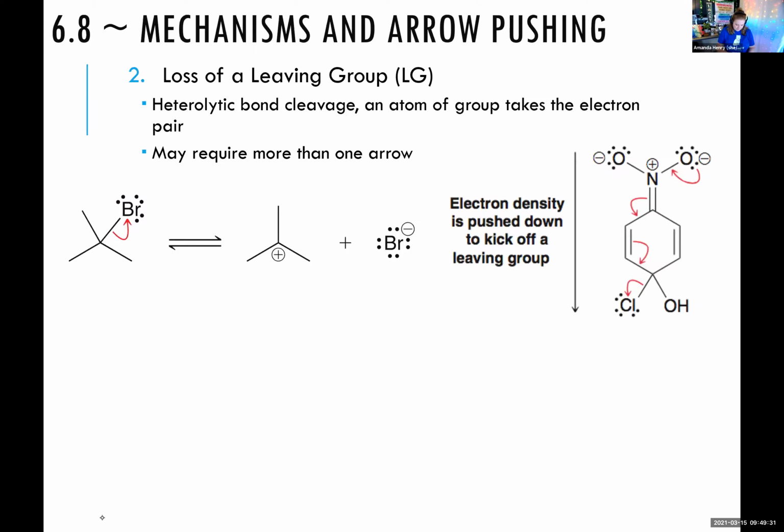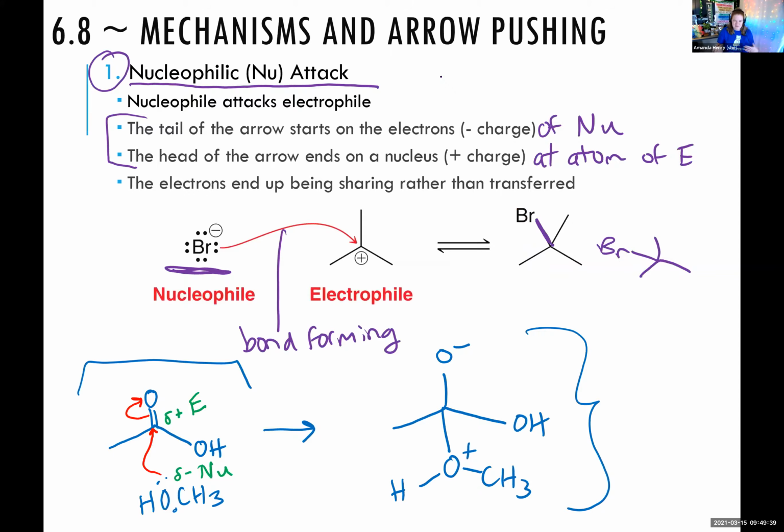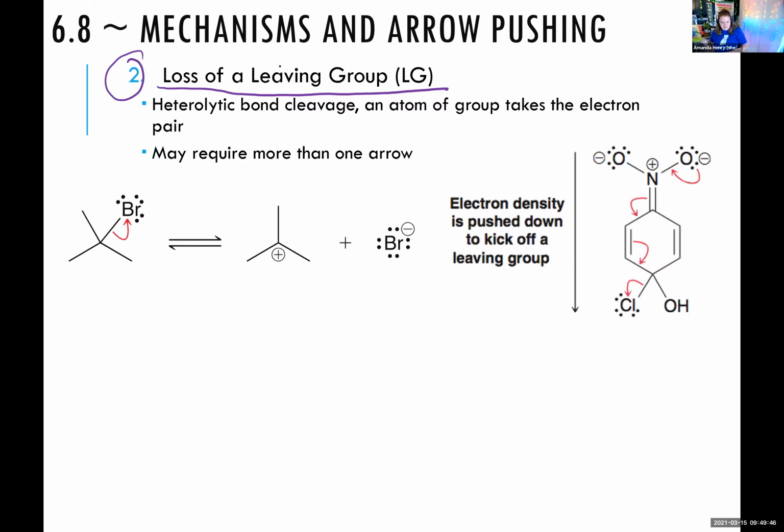Number 2 is called the loss of a leaving group. Oh, and let me go back up one slide. So I used this in my example, but also notice it's abbreviated. Abbreviated is just Nu, and this one I have a little abbreviation of LG. As we look at bigger examples, I will use those abbreviations to label what kind of step is happening.